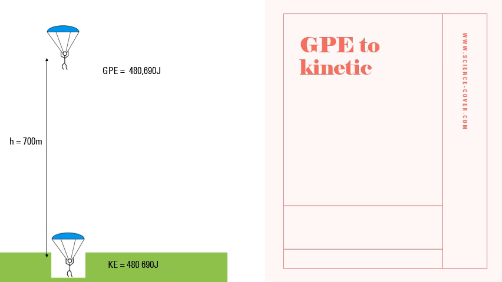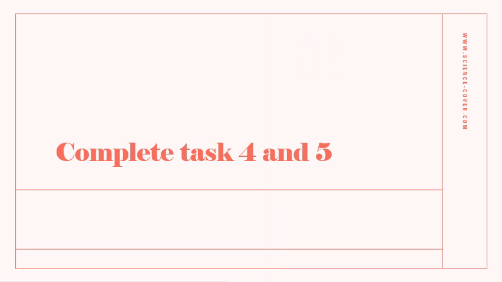When we look at the original gravitational potential energy and the final kinetic energy, they are the same. This is due to the conservation of energy. All of the lost gravitational potential energy has become kinetic energy. This will be true for all falling objects. Now pause the video and complete task 4 and task 5.